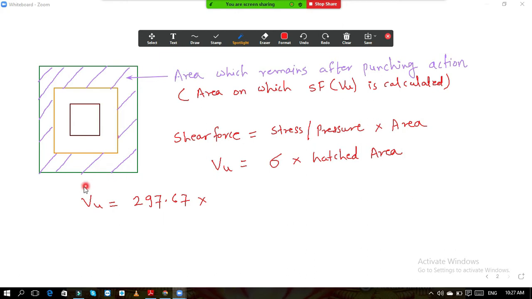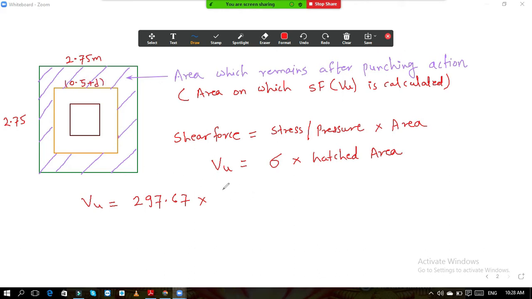So what we will do, we will consider the whole area of the footing. So what is the whole area? You know that this dimension is 2.75 meter. This dimension is also 2.75 meter. From this whole area of footing, we will subtract this much of area, because this much will contribute to the punching. So what is the dimension of that? This length is 0.5 plus d on both the sides.